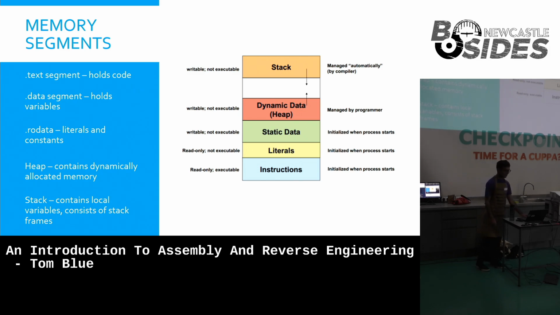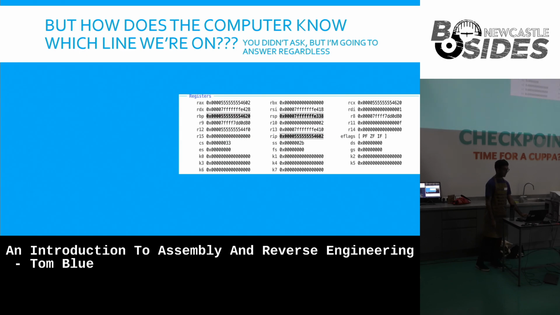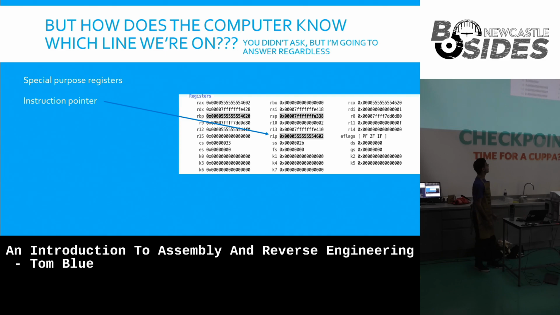So, how does a computer know which line we're on? You didn't ask, but I'm going to answer regardless. There are a number of special purpose registers, which are not used for the program's logic, but are used to manage the program's execution. So that's the instruction pointer, which points at which instruction we're currently on. It will increment by 1 each time an instruction is executed, and can be manipulated by things like return and jump and stuff like that.